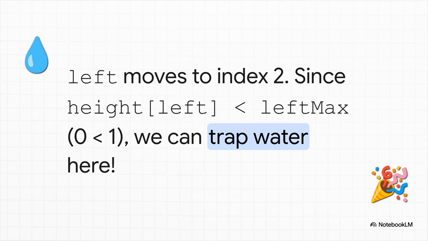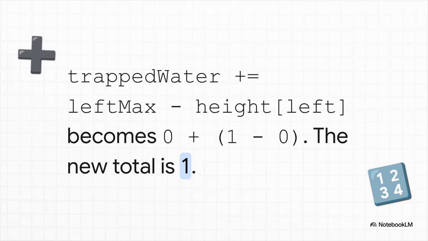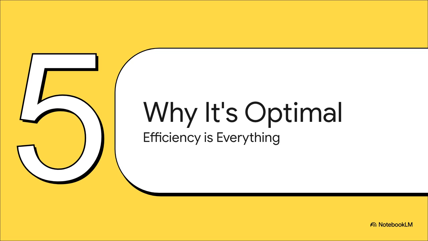Okay, we move the left pointer again to index 2. The height here is 0. Now, this is interesting. This height is less than our left max of 1. That means we found a little dip. We can finally trap some water here. And the math is super simple. It's just our left max minus the height of the current bar we're on. So that's 1 minus 0, which gives us 1 unit of water. And just like that, our total trapped water is now 1. We're on the board.